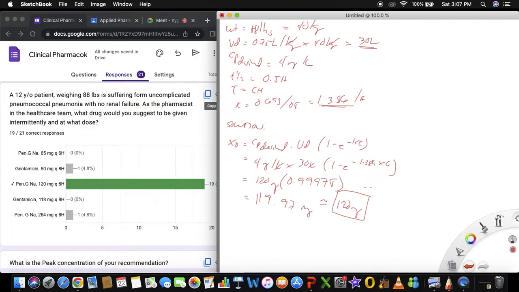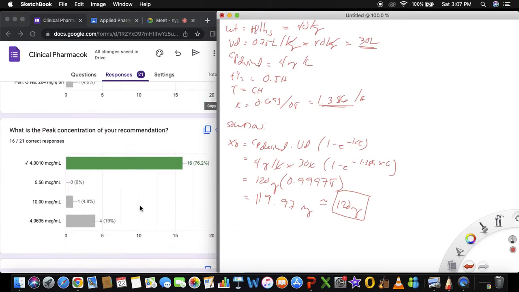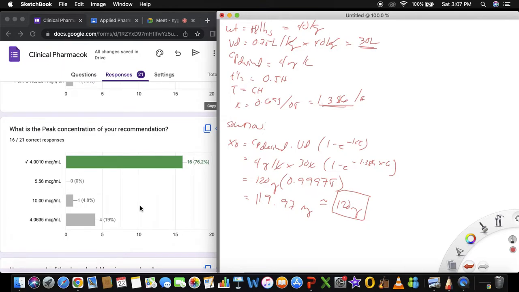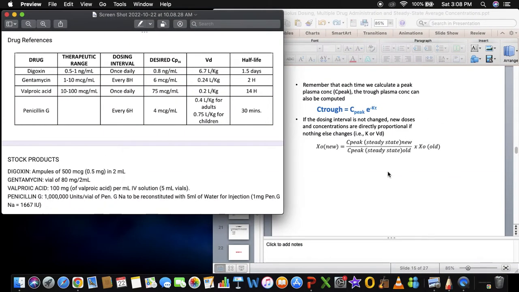Right? So I think most of you got this correct. So what is the peak concentration of your recommendation? Class, you can compute this using the formula for C-peak. C-peak equals dose over VD times 1 over 1 minus e to the negative K tau. Okay, that's also possible. But if you're like me, who is sometimes lazy and wants a shortcut, we can do this as ratio and proportion. Remember, class, the ratio and proportion we did before with your dose and the steady state plasma concentration, and so on and so forth? So class, we can do this.